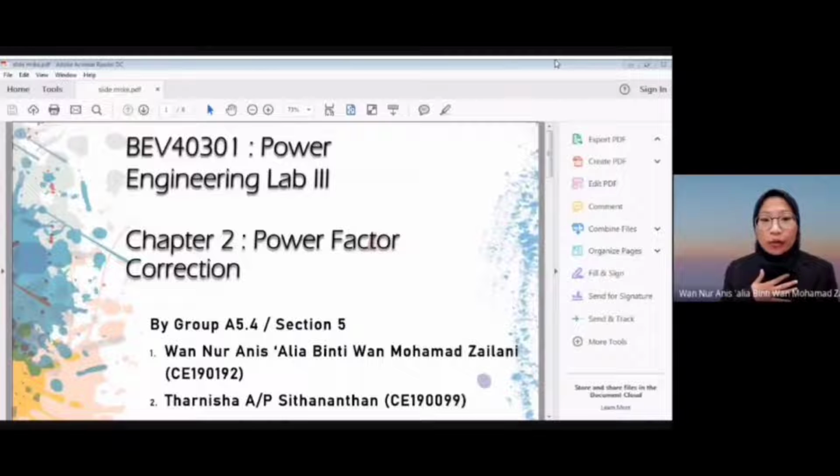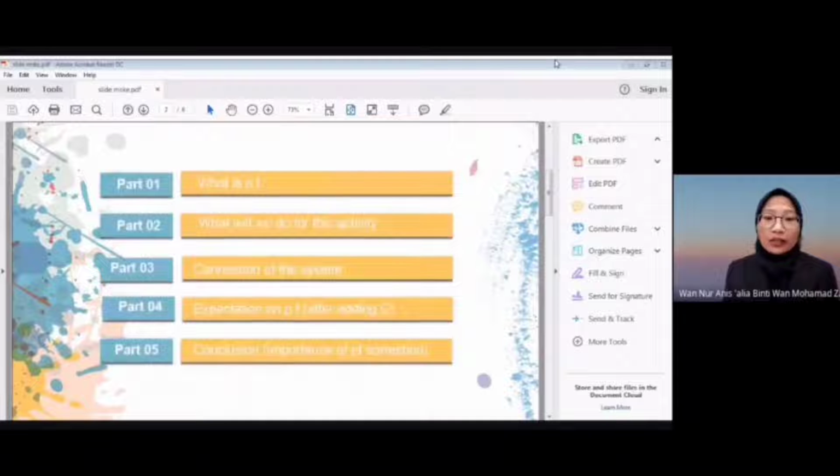CE190192 from Group A514. For this MSKE session, I would like to present on power factor correction. This slide contains the definition of power factor, PF. What will we do for this activity? Connection of the system, expectation on PF after adding a capacitor, and conclusion on the importance of power factor correction.